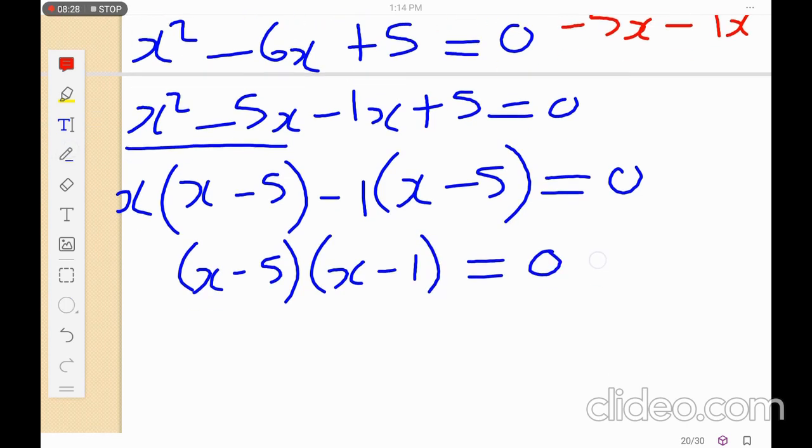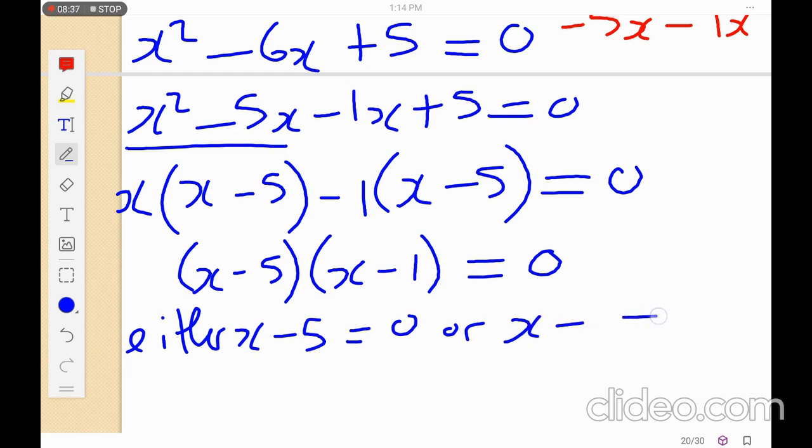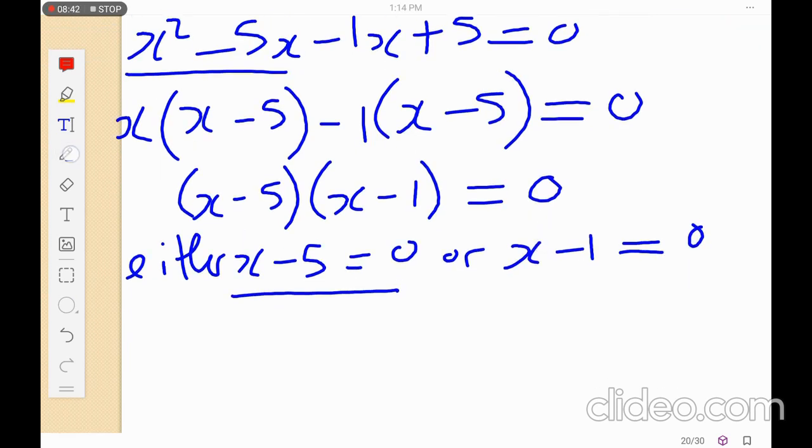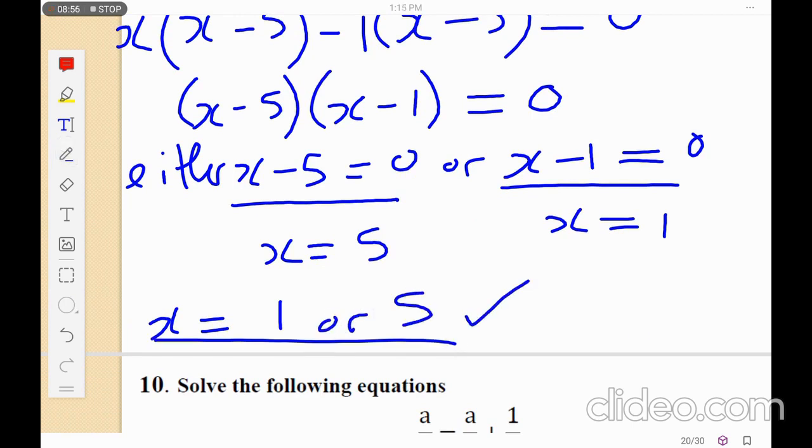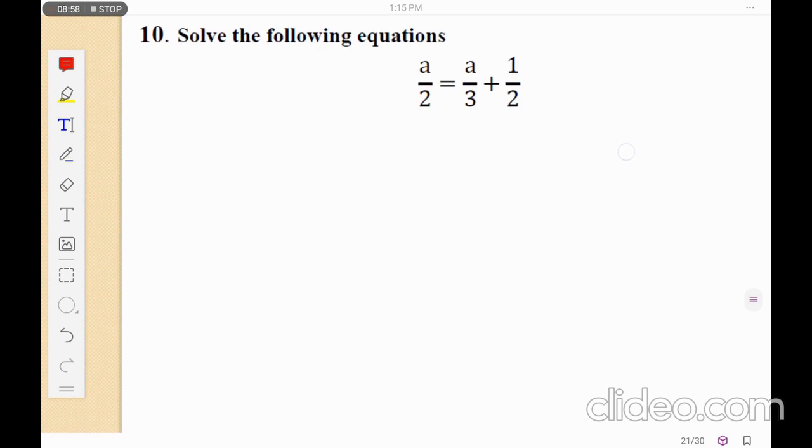So we are saying either x minus 5 is equal to 0 or x minus 1 is equal to 0. Solving this part, we get our x as 5. Solving this part, we get our x as 1. So our values for x, we are saying x is equal to 1 or 5. These are the values of x. Okay, let's move on to the next question.